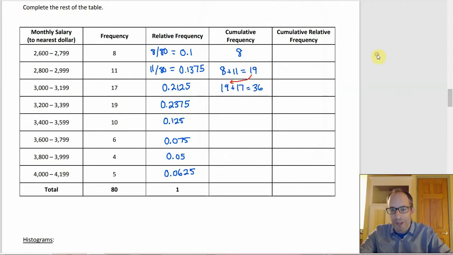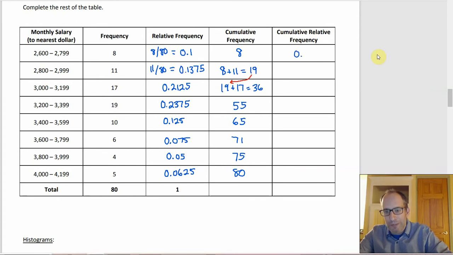So if we were going to do it like that, the one after it, 36 plus 19 is 55. Then 55 and 10 is 65. Plus 6 is 71. Plus 4 is 75. Plus 5 is 80. And we should get the total number of observations in the last spot, which we're getting. And then the cumulative relative frequency, well, we already know this is 0.1. Then 19 out of 80, that's in here somewhere already. Oh, it's right here, 0.2375. Then 36, that's 0.45.